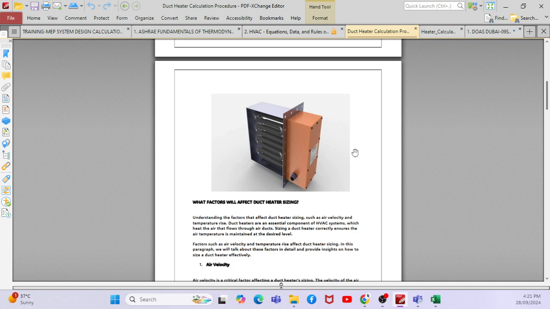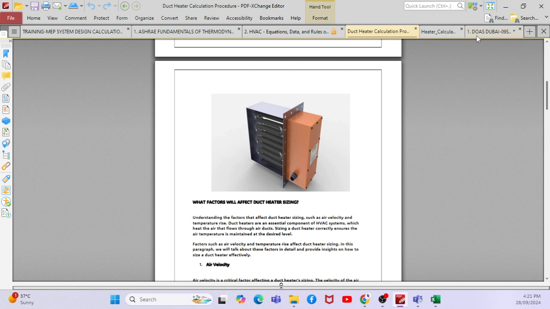Now we are going to find out why the duct heater is required first of all, and second, whether you will go with the duct mounted heater or one within the equipment. So that you can also decide. Equipment mounted, understood.